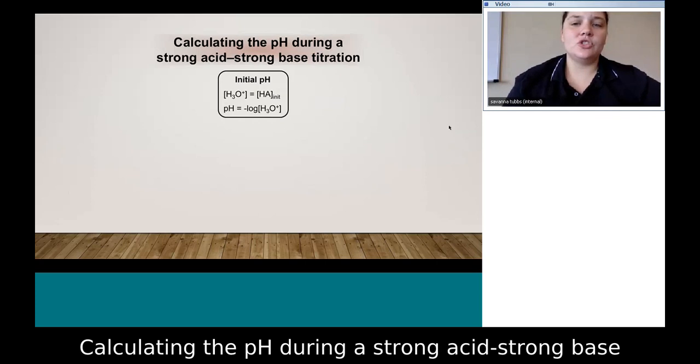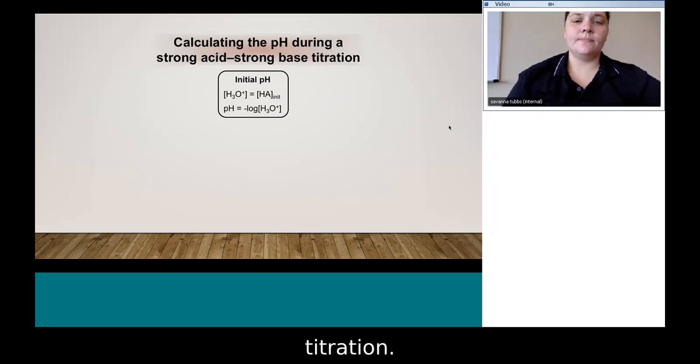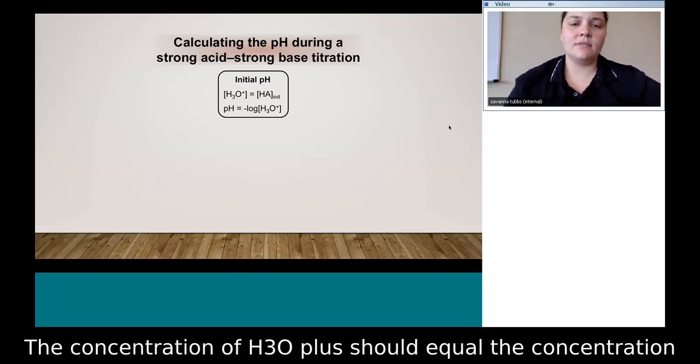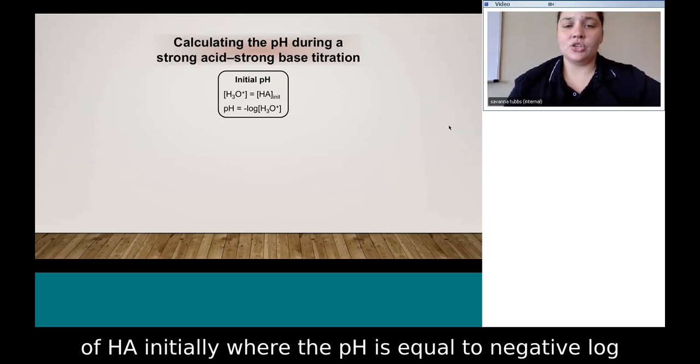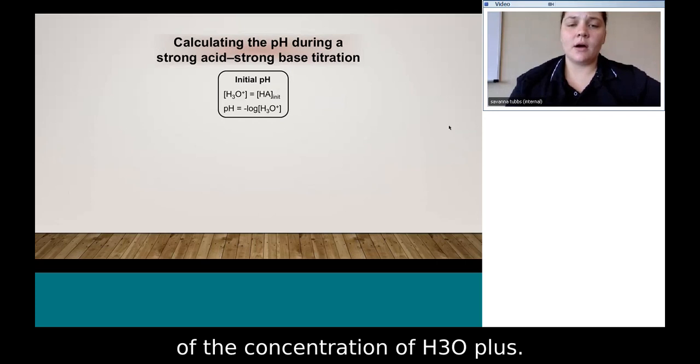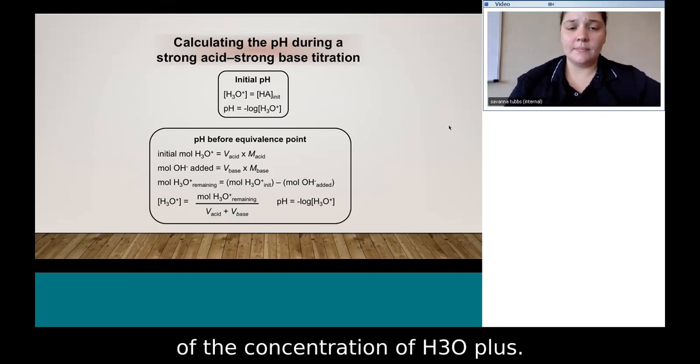Calculating the pH during a strong acid, strong base titration. The initial pH: the concentration of H3O+ should equal the concentration of HA initially, where the pH is equal to the negative log of the concentration of H3O+.